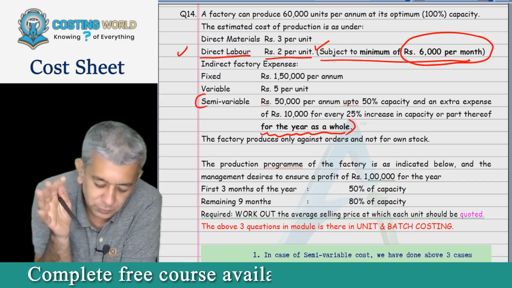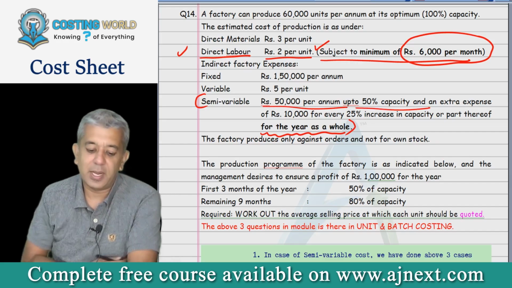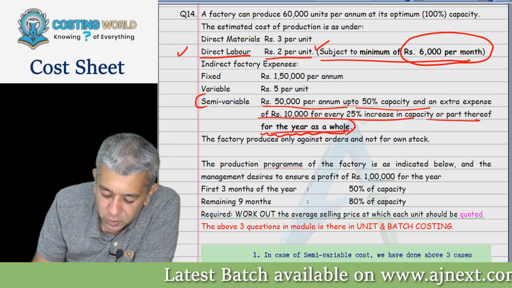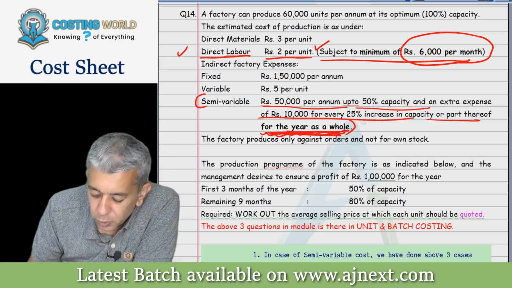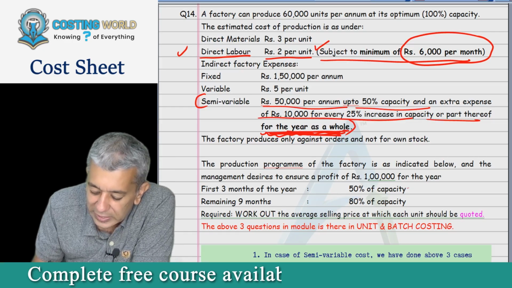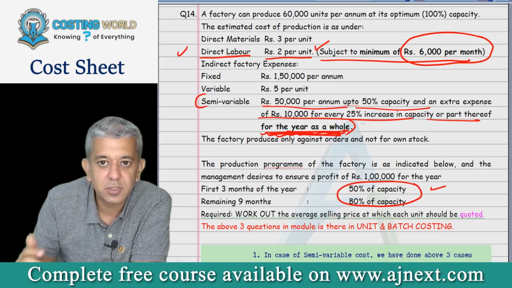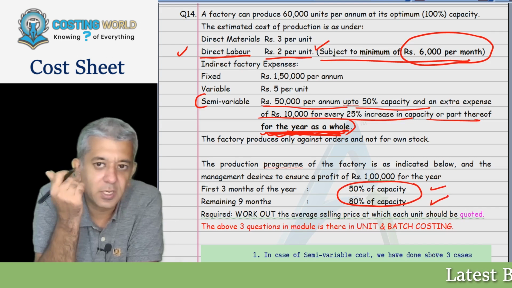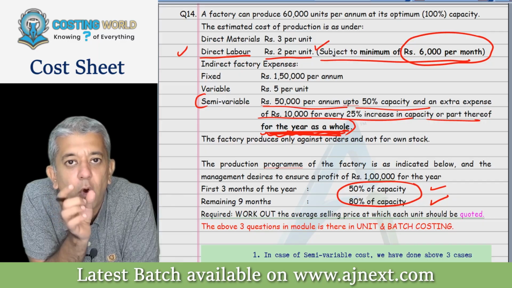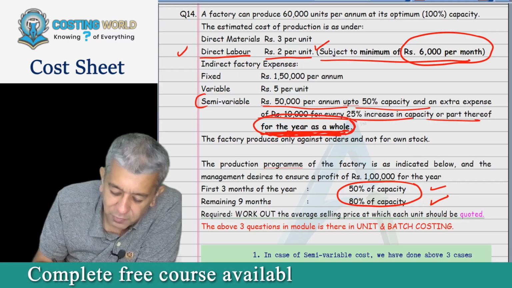Okay, now listen. Now those guys are saying rupees 50,000 per annum up to 50% capacity and an extra expense of 10,000 rupees for every 25% increase in capacity or part thereof for the year as a whole. So now those guys do not want this thing, 50% in the first 3 months and 80% for the next 9 months. They don't want this particular thing. They want a single capacity which will be applicable for the year as a whole.